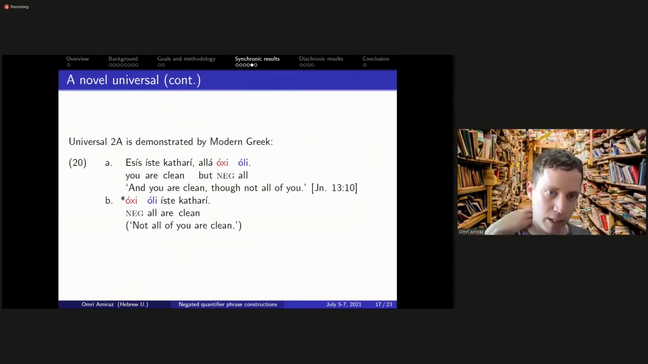So this universal is demonstrated by Modern Greek. In Greek, you can say "and you are clean, though not all of you." This is a neg stripping construction. But you cannot say "not all of you are clean." This is totally ungrammatical. So Greek doesn't have a negated quantifier phrase construction. So the universal says that you will find languages like Greek, but you won't find the other case, where a language allows this collocation in an independent clause, like "not all of you are clean," but you cannot say "but not all of you."